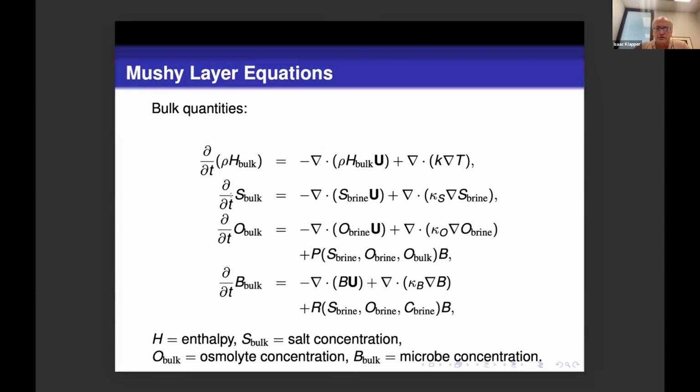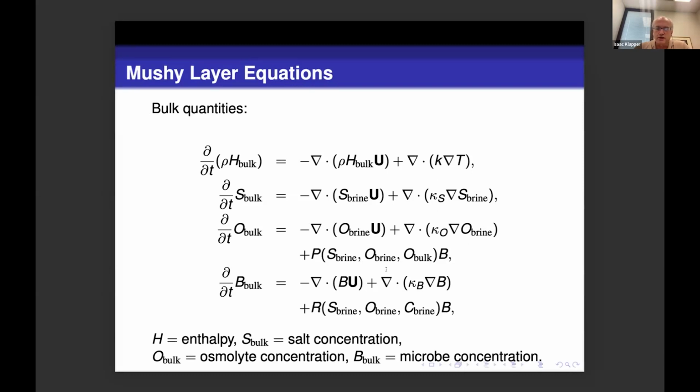So the old equations are the top two that people were using for explaining the sort of pictures I've been showing. H is enthalpy, or heat, essentially, roughly speaking, and S is salinity. So we're tracking these two. We're adding, in particular, this third equation, which is important. This is the new salt. We call it osmolite. So all of these equations have a transport and diffusion, although some of the diffusion terms can be neglected.